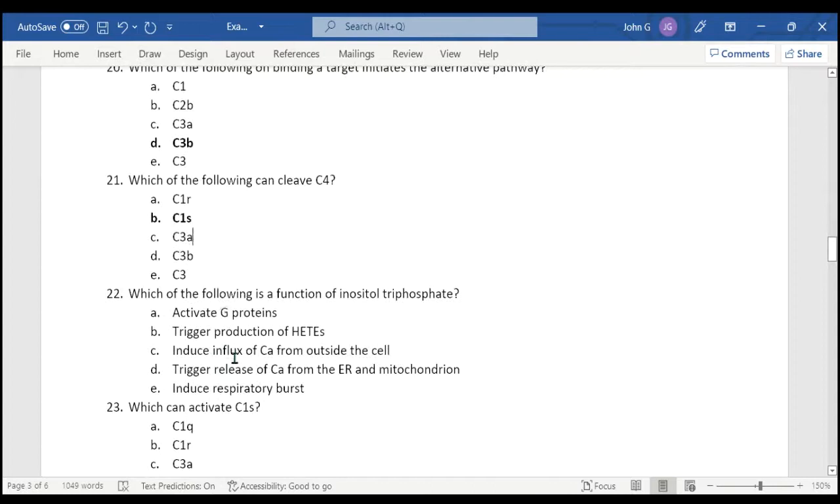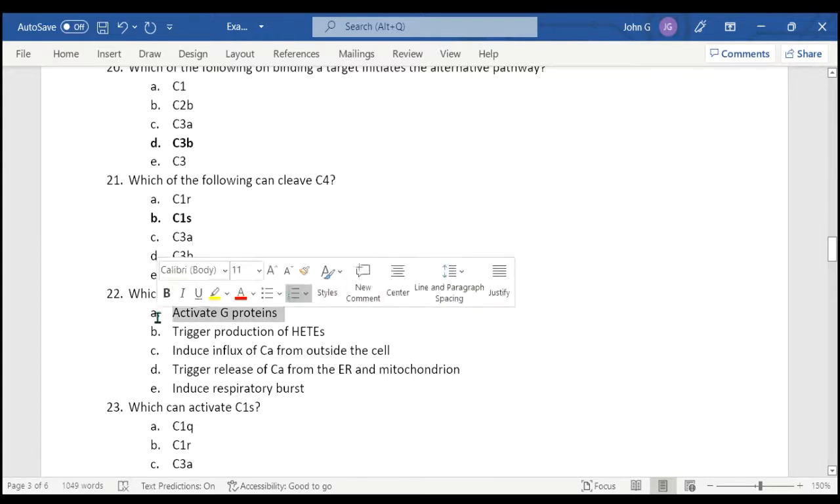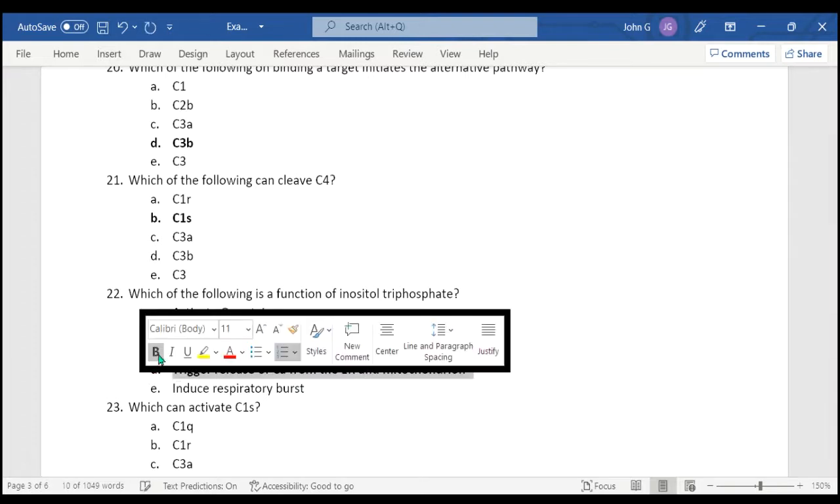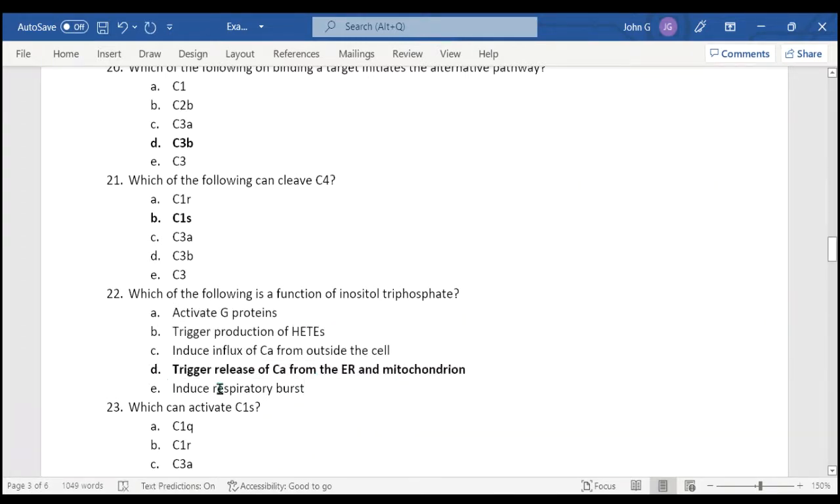All right. Which of the following is a function of inositol triphosphate, IP3? Remember, IP3 is inositol triphosphate. Activate G proteins? Nope. Production of heat? No, that would only be the case if we were talking about something like arachidonic acid. Influx of calcium from outside the cell? No. Release of calcium from the ER and mitochondrion? That's going to be the best answer. Induce respiratory burst? No, that's not going to be one of them.